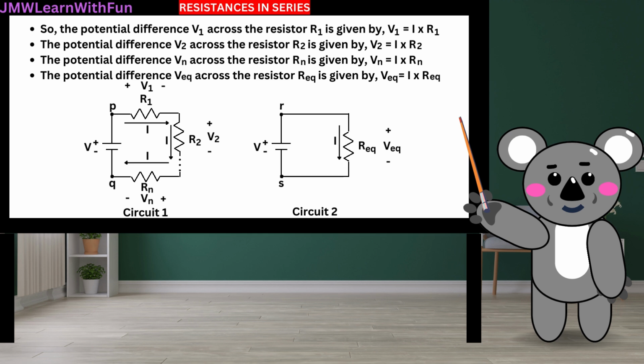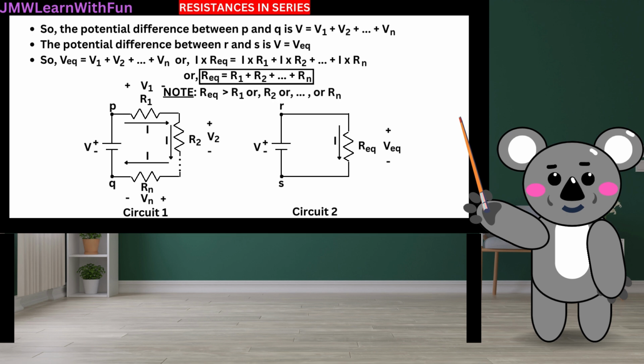The figure shows in circuit 1, the potential difference across the resistor R1 is V1. The potential difference across the resistor R2 is V2, and so on till the potential difference across the resistor Rn is Vn. Also in circuit 2, the potential difference across the resistor Req is Veq. So, the potential difference between P and Q is V, equal to V1 plus V2 plus so on till Vn. The potential difference between R and S is V, equal to Veq.